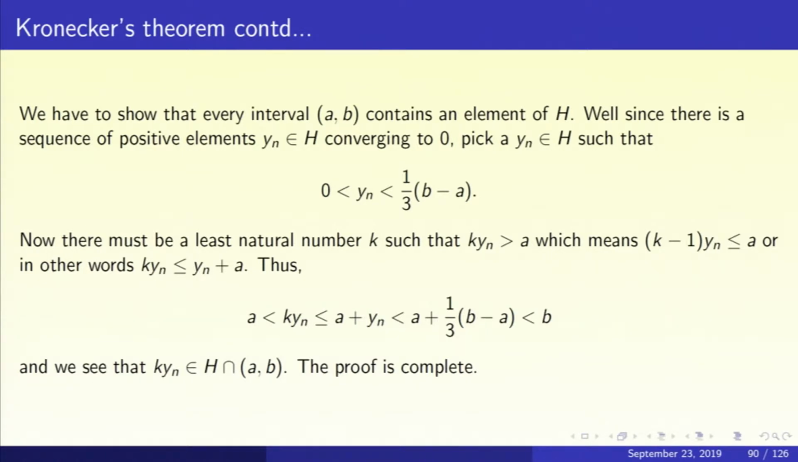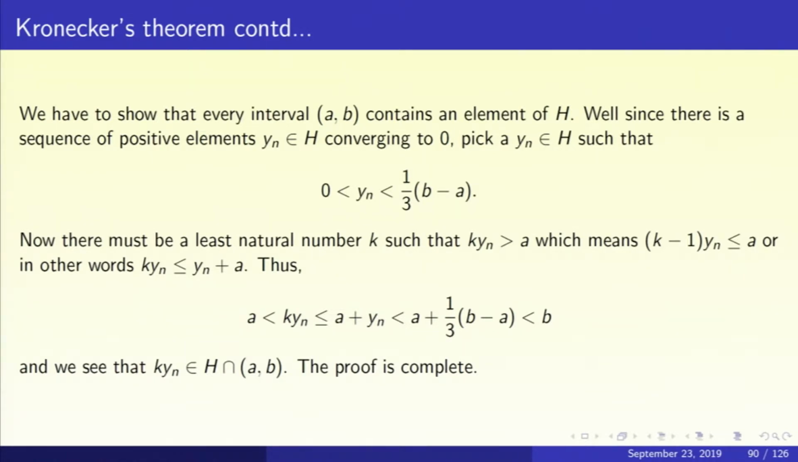So now we have the situation a strictly less than k yn less than or equal to a plus yn, but yn is less than 1/3 of b minus a. So we get the chain of inequalities a less than k yn less than or equal to a plus yn, which is less than a plus 1/3 of b minus a, which is strictly less than b. So we have produced an element, namely k yn, which lies in our subgroup and which is also in the open interval (a, b). And so H intersection (a, b) is non-empty. Therefore, H is dense in R. And the job is done.